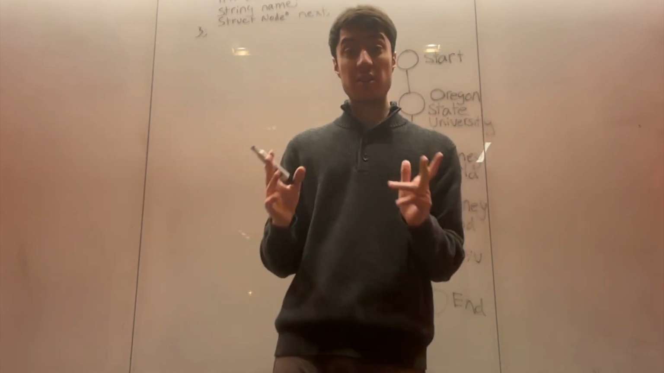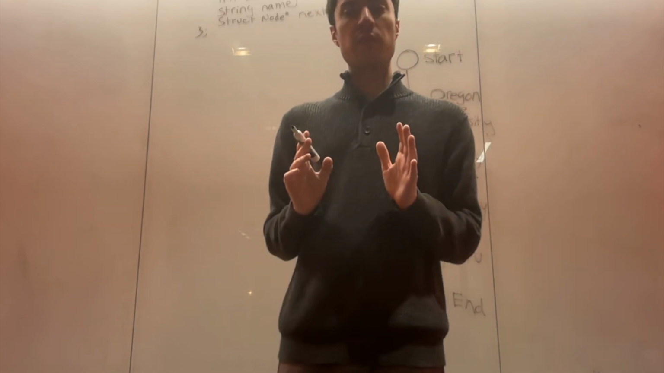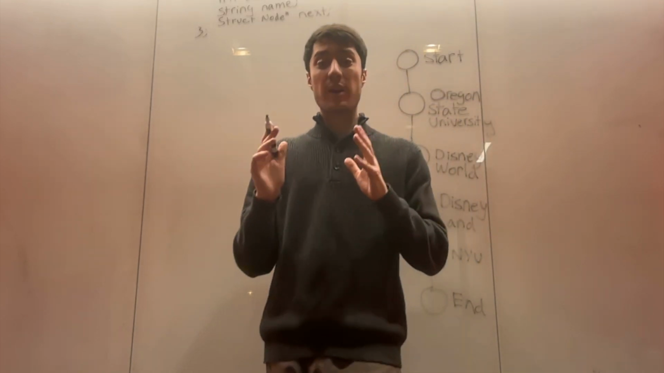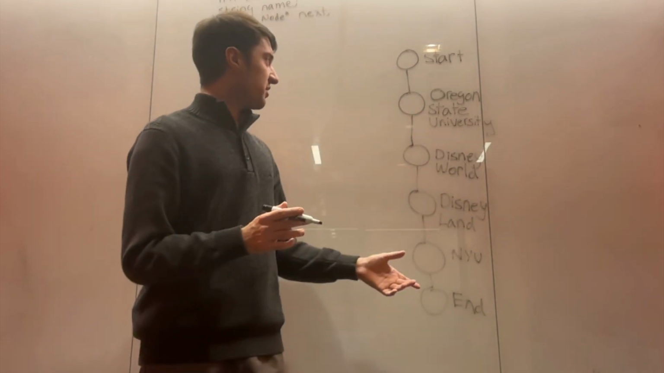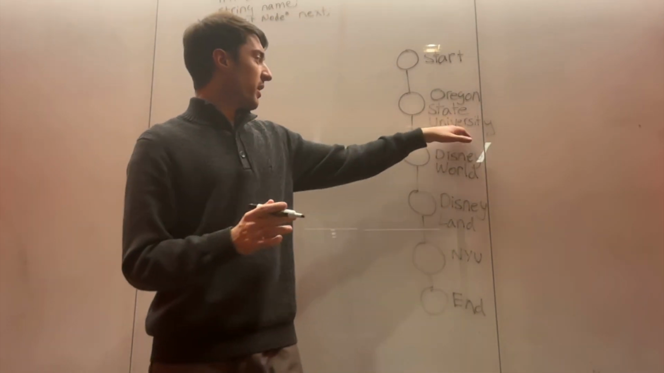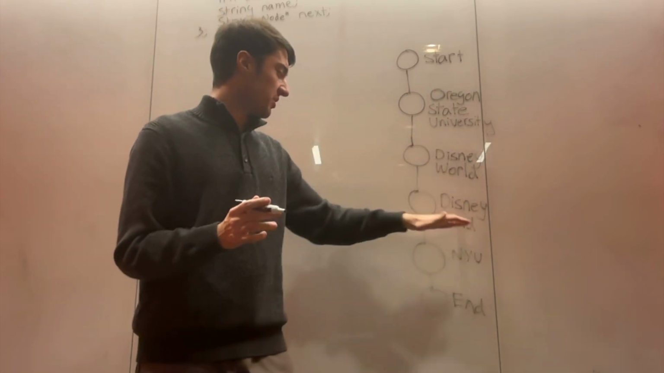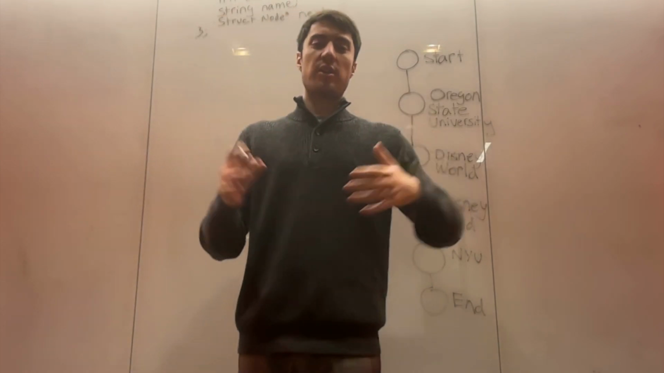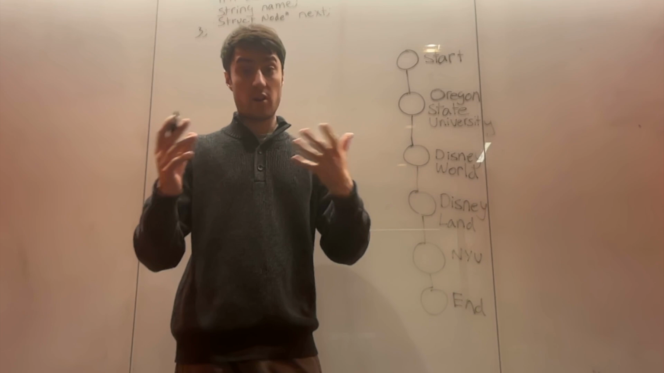In the last video, I talked about the basic idea and intuition of a linked list and how it is used to store data. So in this video, I'm going to be talking about how you actually create the linked list. So here's our linked list, and we said that we had these different attractions, right? Oregon State University, Disney World, Disneyland, NYU, and we're trying to actually build this. How do we build this data structure in our program?